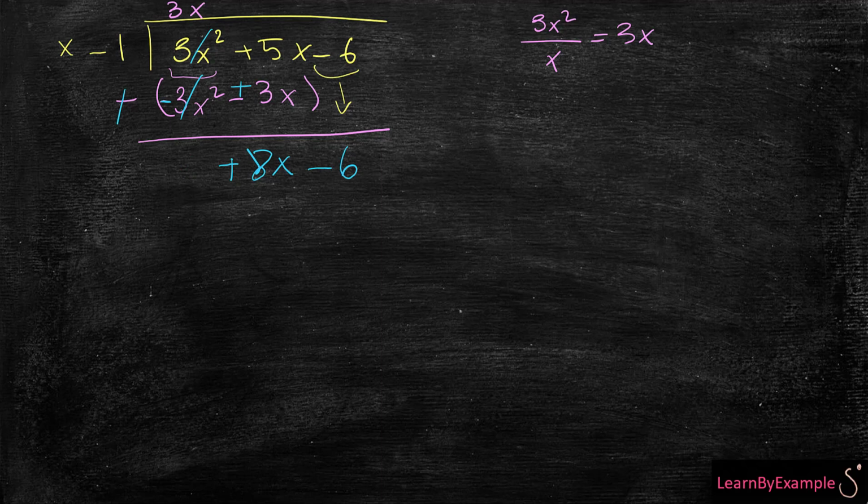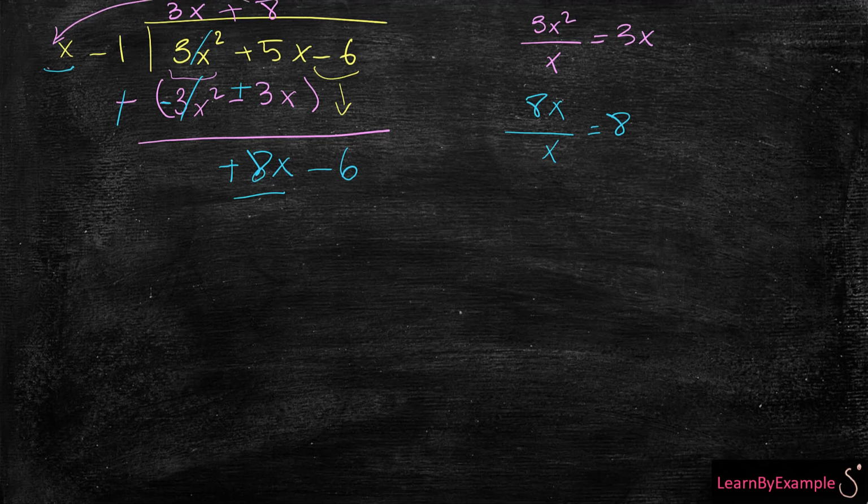Now the next step is to divide this again by the first term. So I have 8x divided by x. I'm just going to end up with 8, so I'll write it over here, plus 8. And then I'll do the same thing all over again. 8 multiplied by x is just 8x, and 8 multiplied by negative 1 is negative 8.